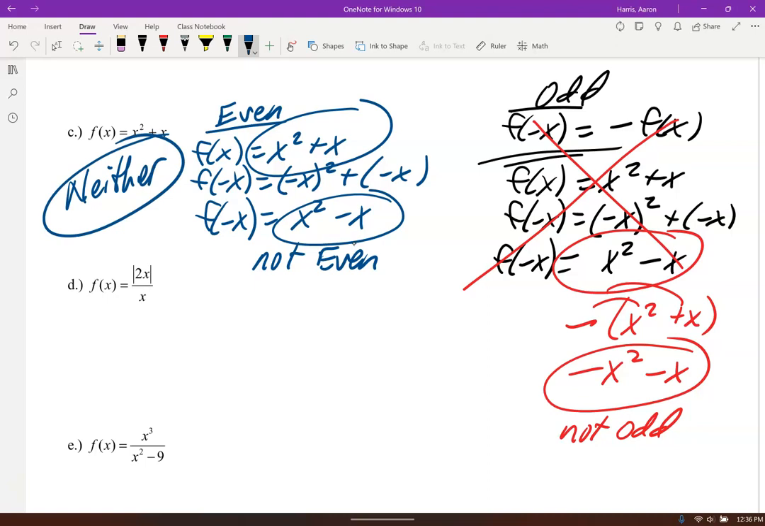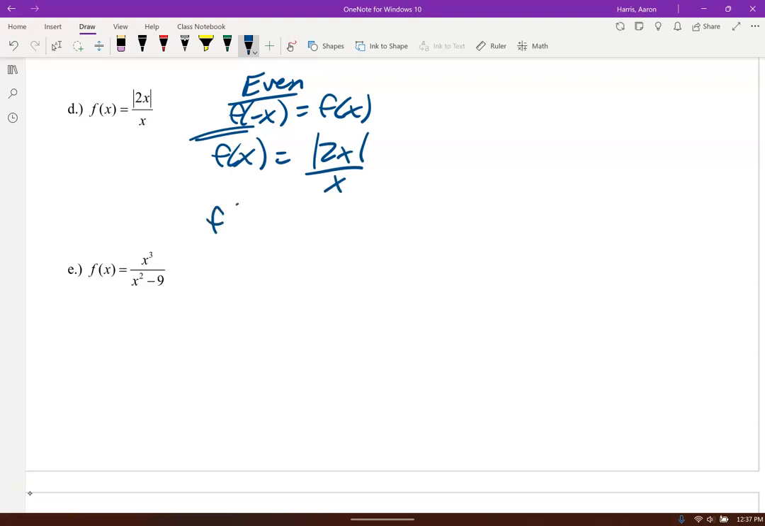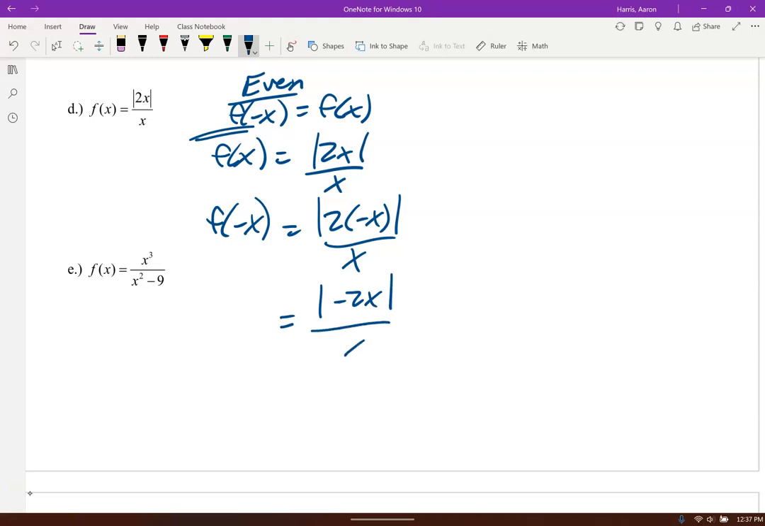And we move on. All right, let's check this one. Is it even? Does f of negative x give me f of x? Well, here's f of x. f of x is the absolute value of 2x over x. If I plug in negative x, let's see what we get. I get the absolute value of negative 2x over, oops, I forgot to put a negative x in for x. That's a negative x right here. Sorry about that.